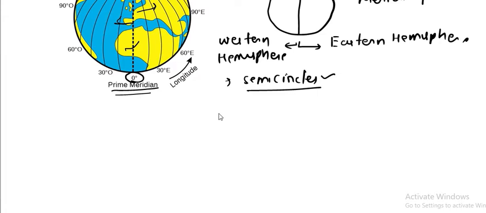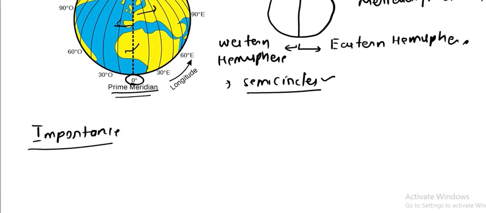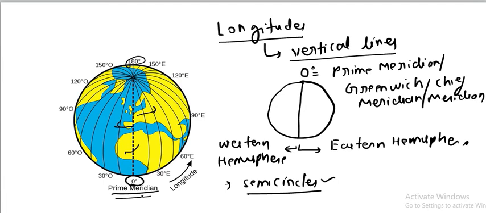Next we will discuss the importance of these longitudes. One more thing you need to know is that the 0 degree prime meridian passes through this region of the world. Here it is Europe, and it passes near London, and the western part of Africa, right?